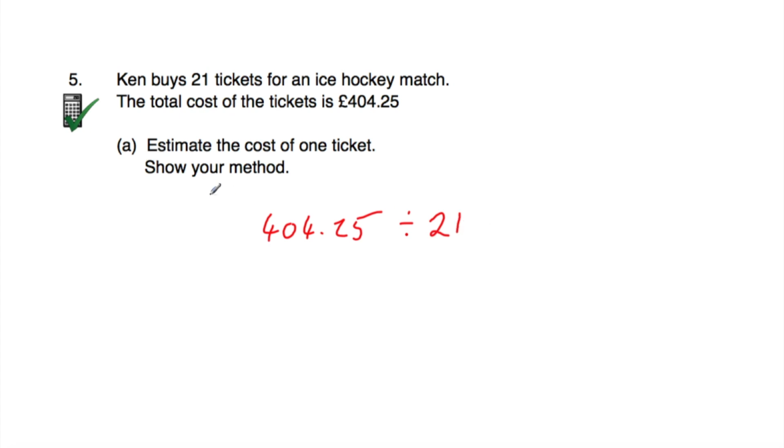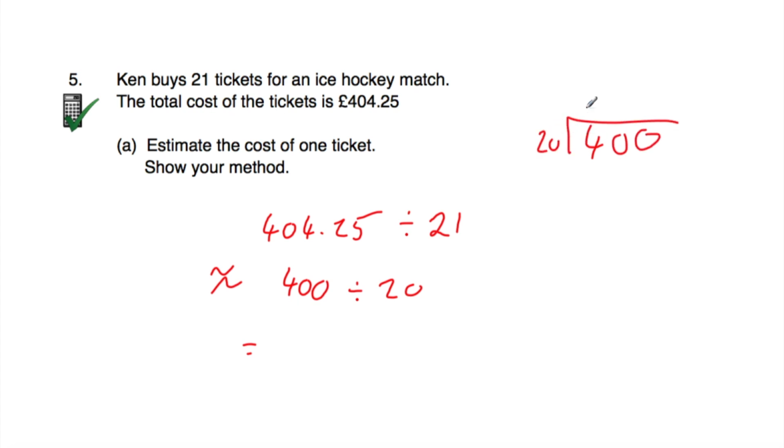That would give us the cost of one ticket. But because we've been asked to estimate it, let's round these numbers. So it's approximately equal to, and instead of using £404 and 25p, it'd be nicer to use £400. And instead of dividing by 21, it'd be nicer to divide by 20. If we do 400 divided by 20, that's our estimate for the cost of one ticket. So let's see how many 20s go into 400. Let's do our bus shelter method. So 400 divided by 20.